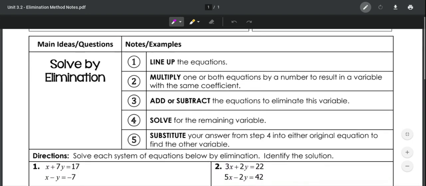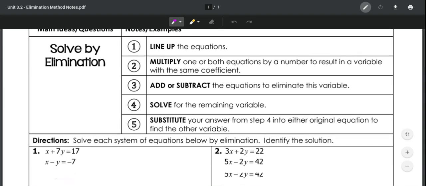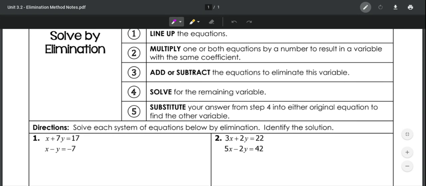The way this works is you line up your equations. That just means have x and y lined up on top of each other. And you're going to multiply one of the equations so that your coefficients allow you to cancel something out. We'll do examples. You want to cancel out one of your variables, then you add or subtract the rest of the equation and solve for the remaining variable.